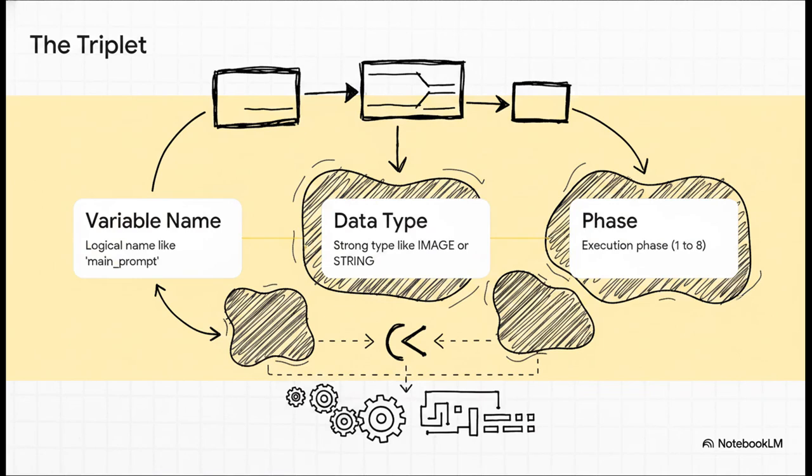So how does it know where to go? It relies on what's called an identification triplet. It's kind of like a mailing address. Step 1, you give it a logical name, like main_prompt. Step 2, you specify its data type, like an image or a string of text.